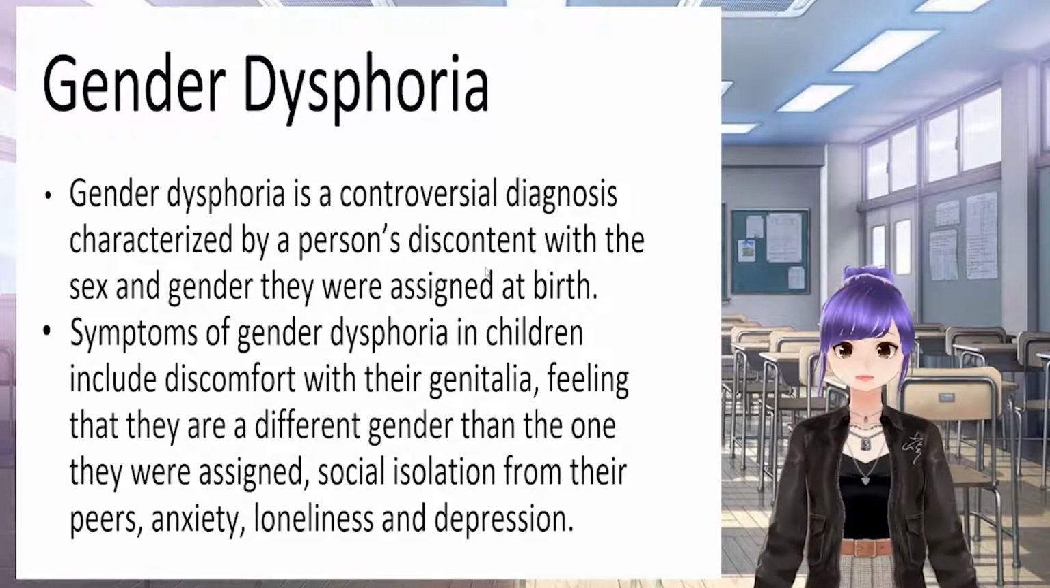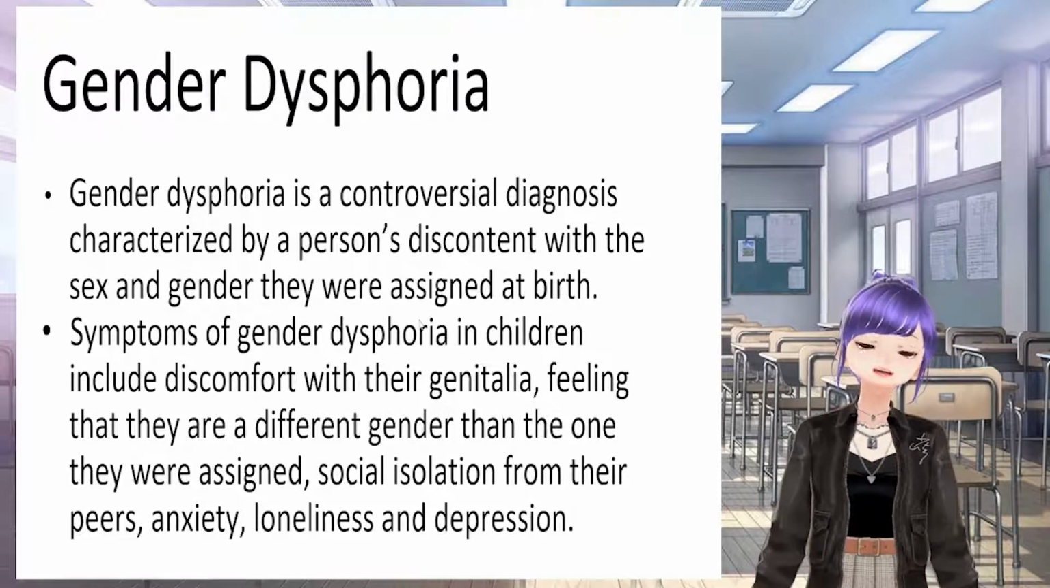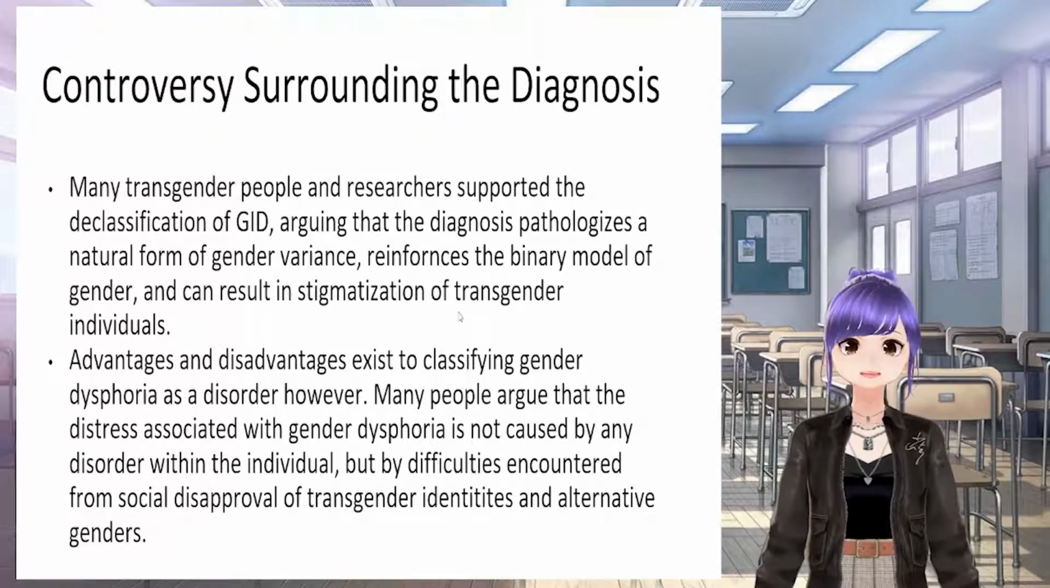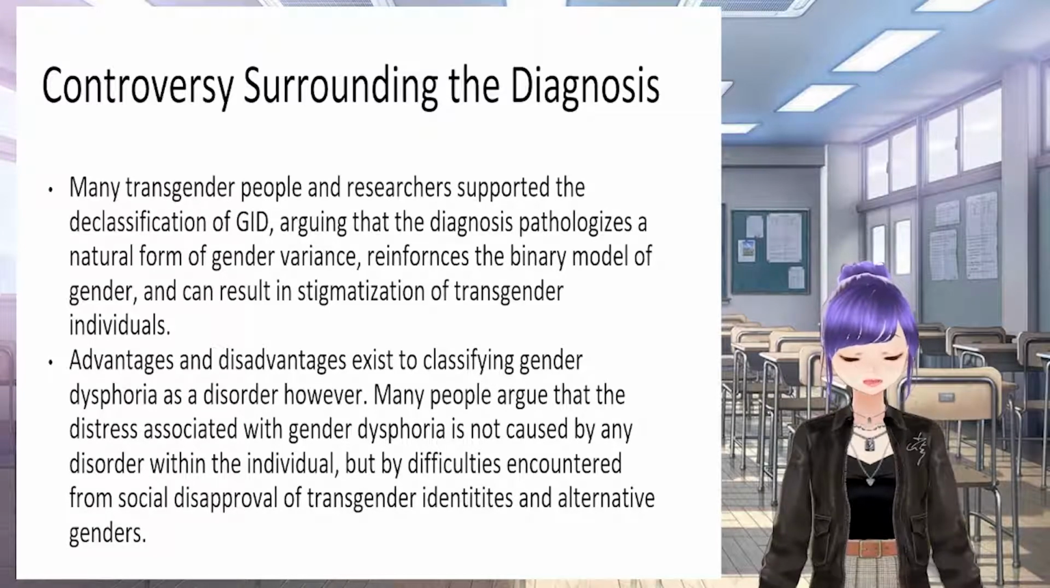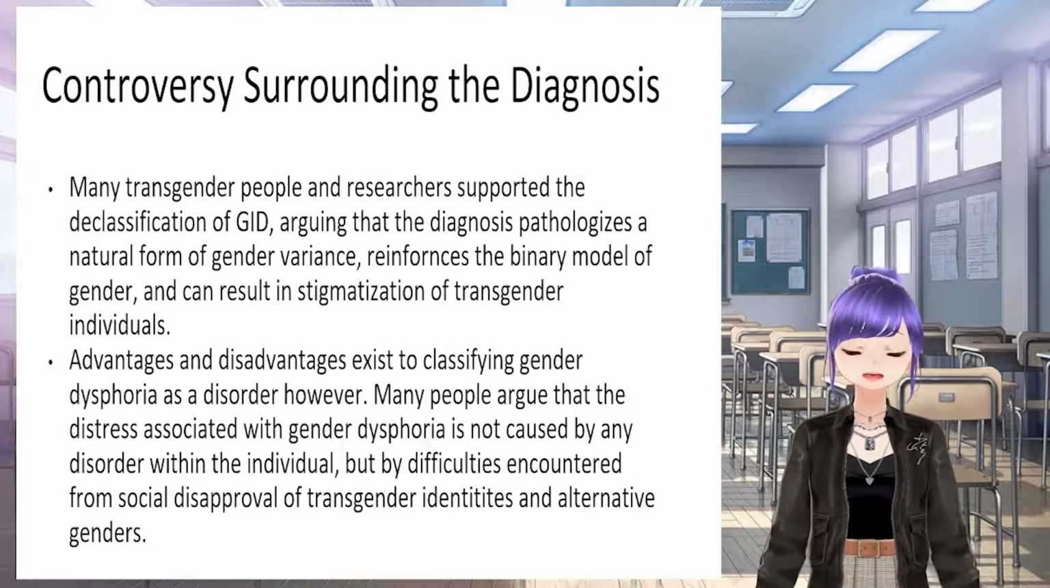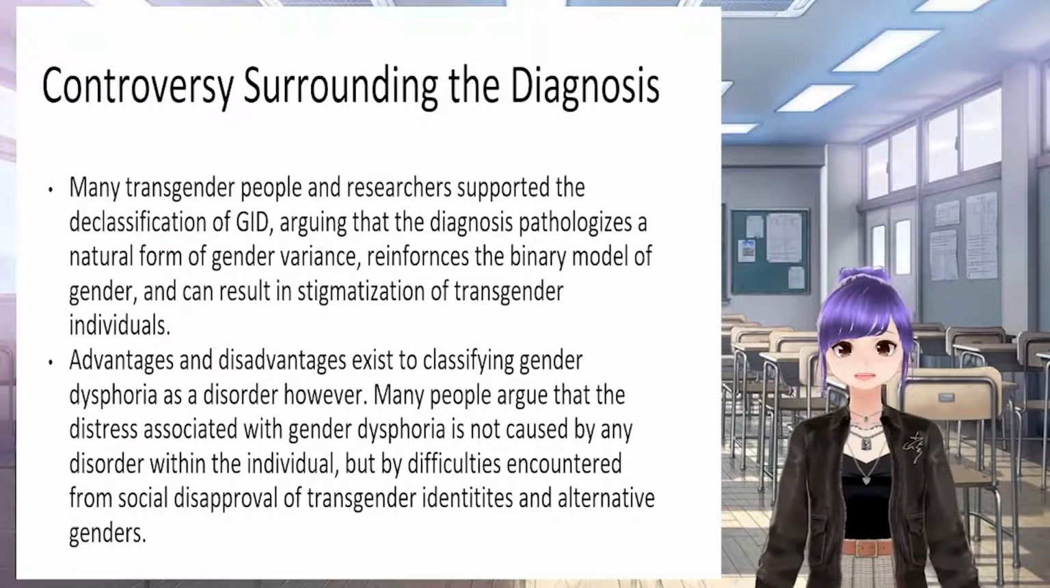So, before we go on to the diagnostic criteria of gender dysphoria, let's go into the controversy surrounding the diagnosis. So, the previous diagnosis of gender identity disorder caused a great deal of controversy. Many transgender people and researchers supported the declassification of GID, arguing that the diagnosis pathologizes a natural form of gender variance, reinforces the binary model of gender, and can result in stigmatization of transgender individuals.